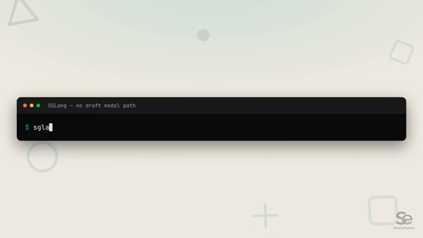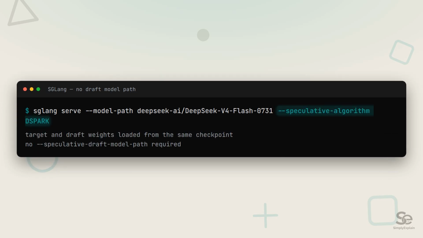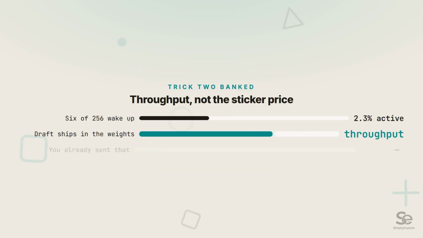V4 Flash ships with that draft module attached to the checkpoint. In SGLang, you do not even pass a draft model path. You turn the flag on. That does not make it cheaper per token on the API. It makes it cheaper to serve, and it is why you get the same trick running it yourself. So trick 2 moves throughput, not the sticker price.